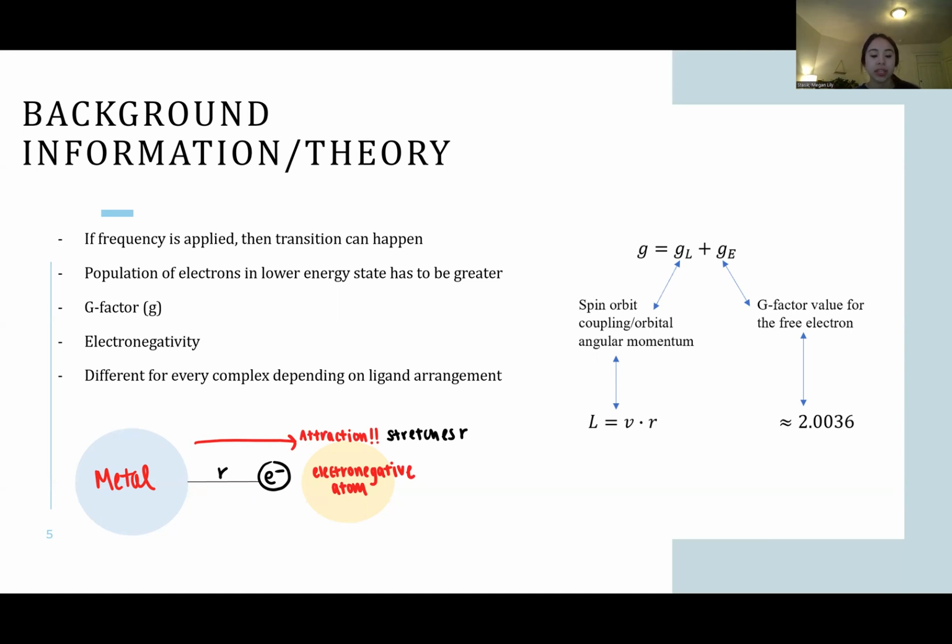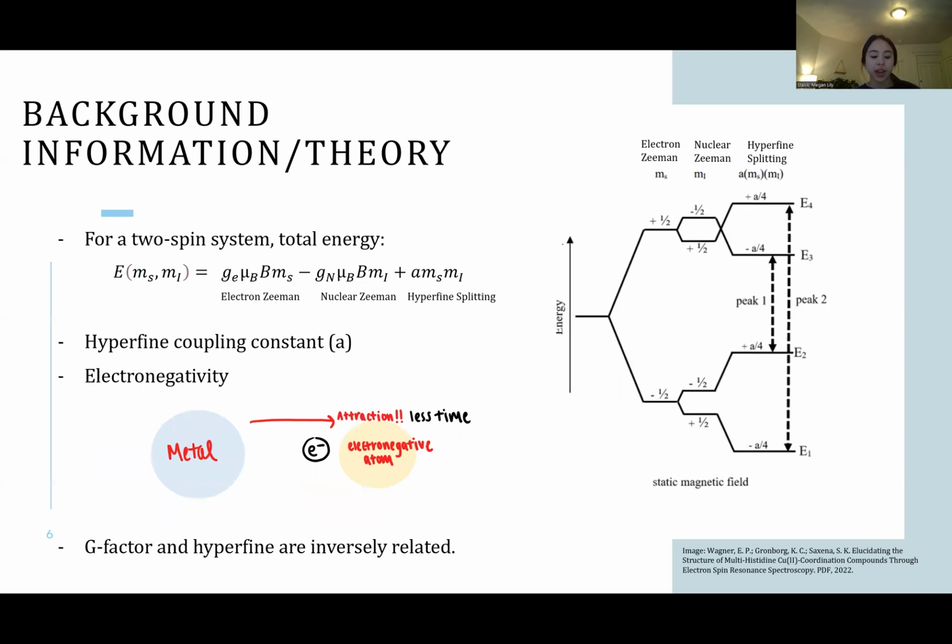And the g sub L term is a dot product of the frequency and radius from the metal nucleus to a free electron. So a more electronegative atom will pull the electron towards itself, increasing the radius between the copper nucleus and the free electron and increasing the g factor term. So this g factor is involved in the total energy levels for the two-spin system, which is defined as the following equation that I have displayed. So this equation involves the electron Zeeman splitting, the nuclear Zeeman splitting, and the product of the two. So the product contains a new term, which is assigned as A, and this term is the hyperfine coupling constant.